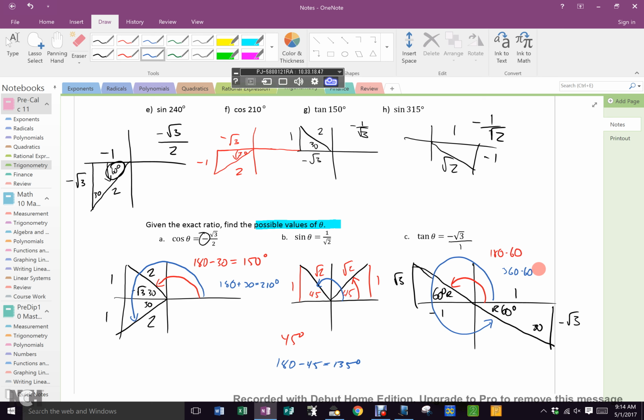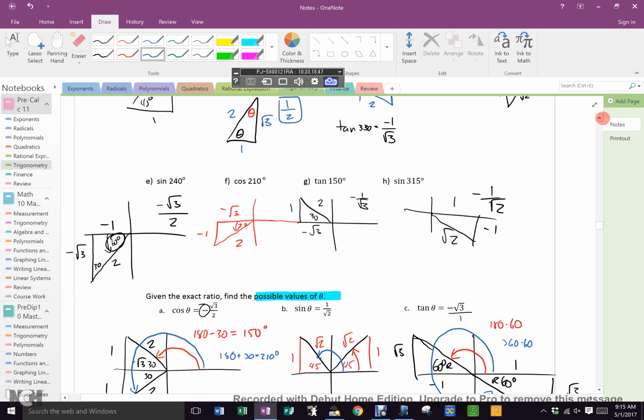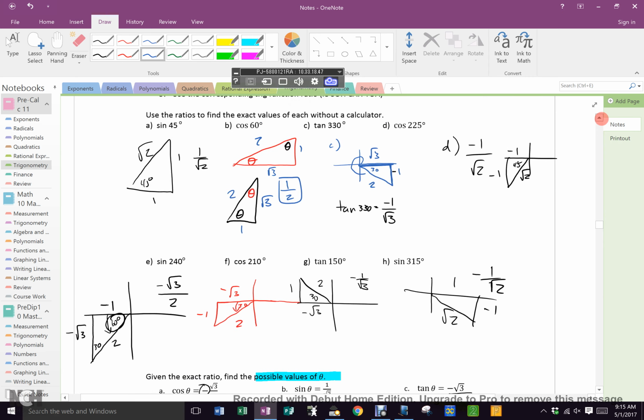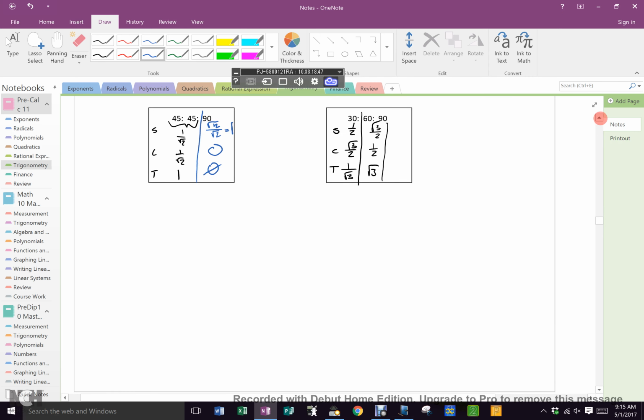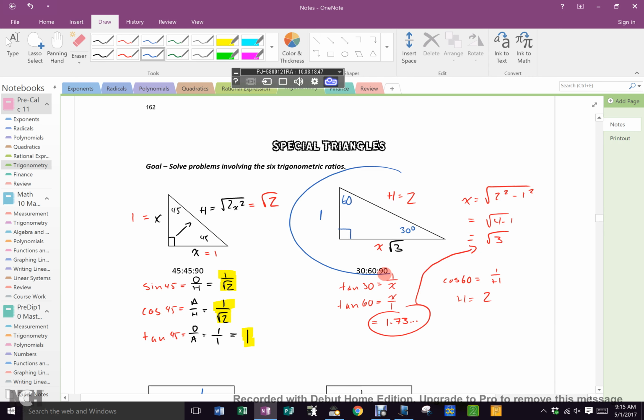Okay? Please, please, please hear me when I say this. Your drawings are there to help you. You are just sketching it. This is what you need to know. 1's across from 30. Root 3 is across from 60. Okay? Everybody good? All right.